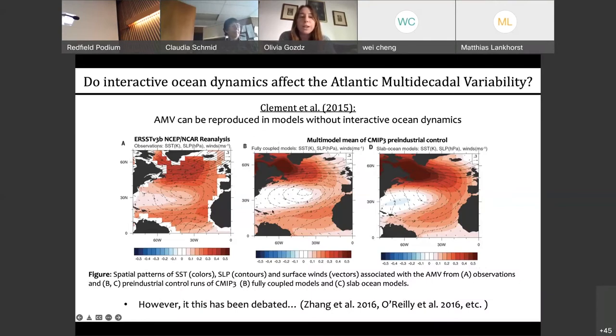What's shown in this figure, and I just want you to focus on the colors, is the AMV index regressed onto the SST anomalies in observations in A, fully coupled models in B, and slab ocean models in D. A slab ocean model is when an atmosphere is coupled to a motionless slab ocean, and in these models, the interactive ocean is unable to force SST anomalies. The fact that the fully coupled models and the slab ocean models have almost identical SST anomalies associated with the AMV caused these authors to conclude that the AMV doesn't require interactive ocean dynamics. However, this result has been debated by numerous studies outlined below.